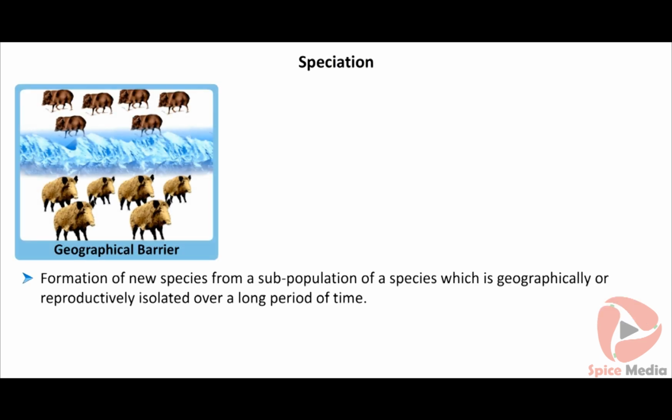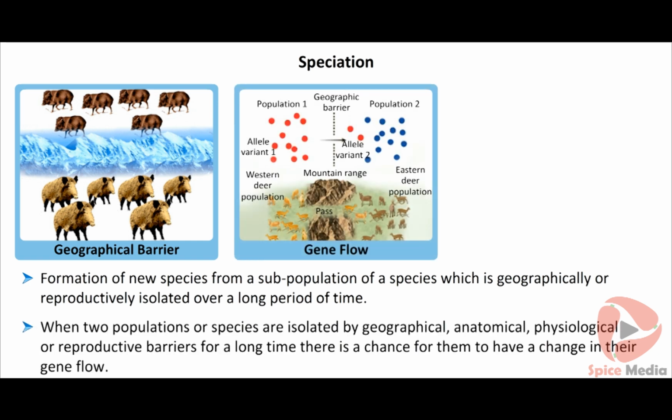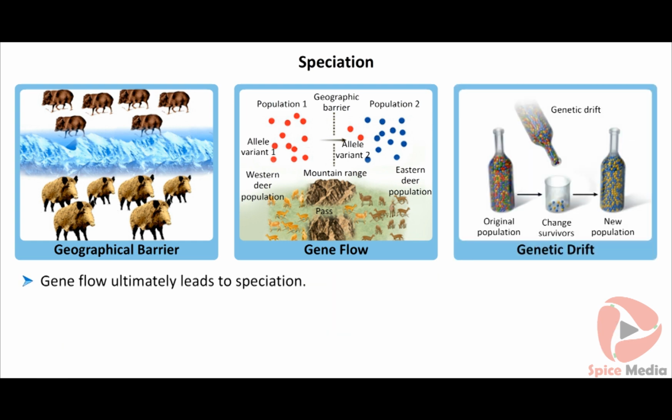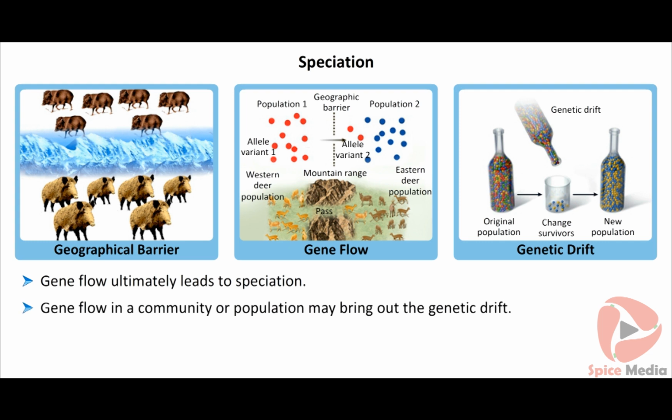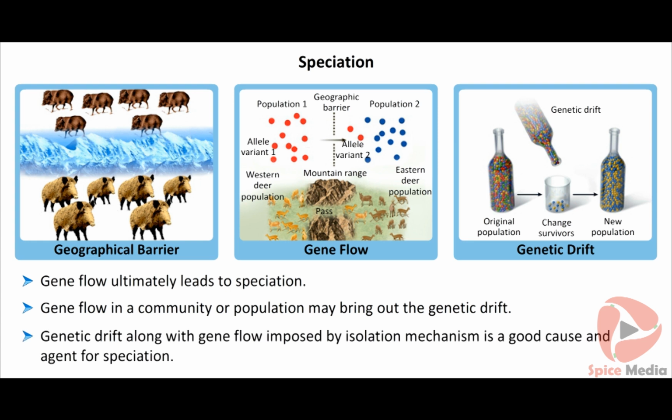Speciation is the formation of new species from a subpopulation of a species which is geographically or reproductively isolated over a long period of time. When two populations or species are isolated by geographical, anatomical, physiological or reproductive barriers for a long time, there is a chance for a change in their gene flow. Gene flow ultimately leads to speciation. Gene flow in a community or population may bring out genetic drift. Genetic drift along with gene flow imposed by isolation mechanisms is a good cause and agent for speciation.